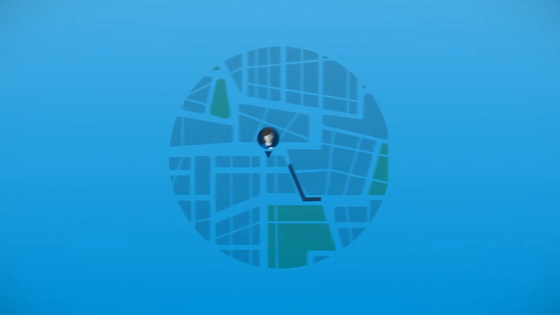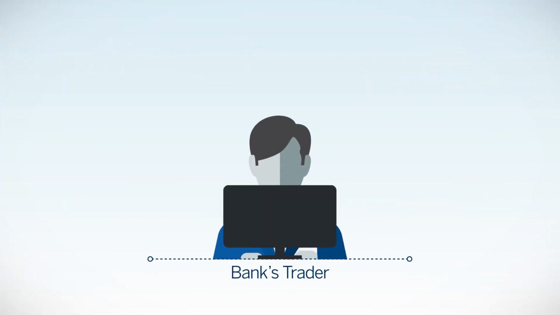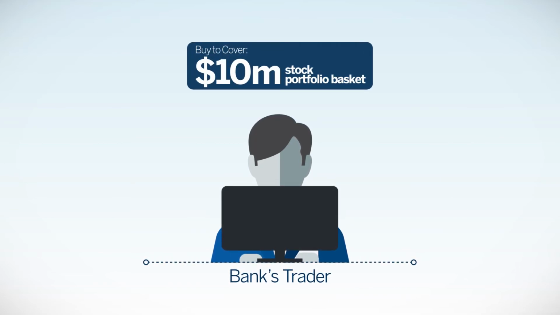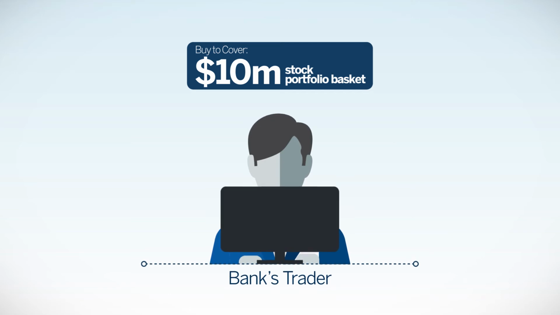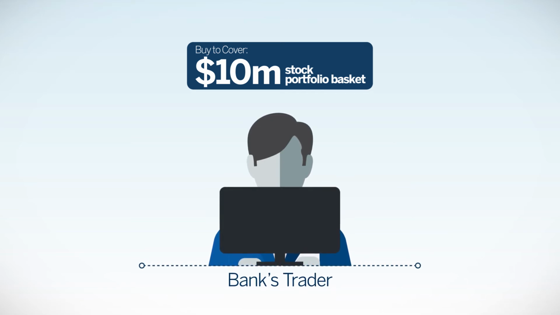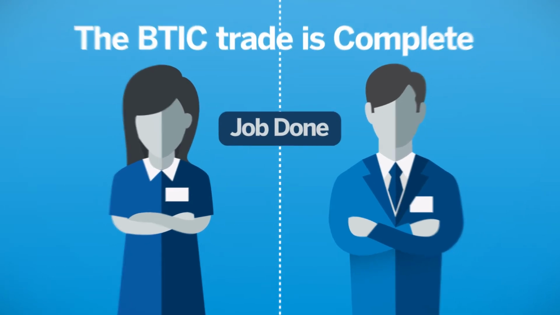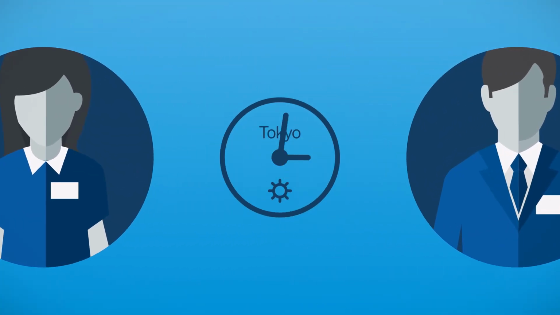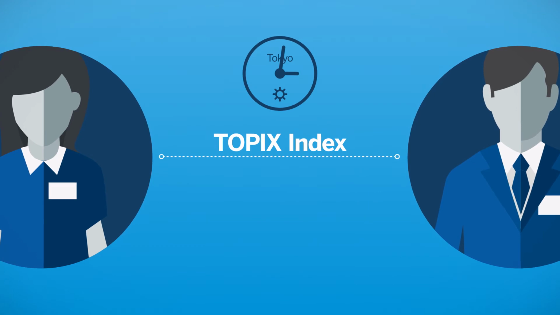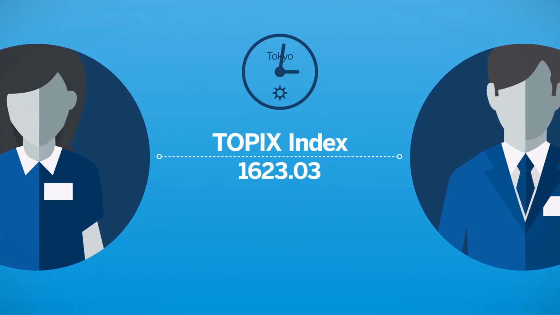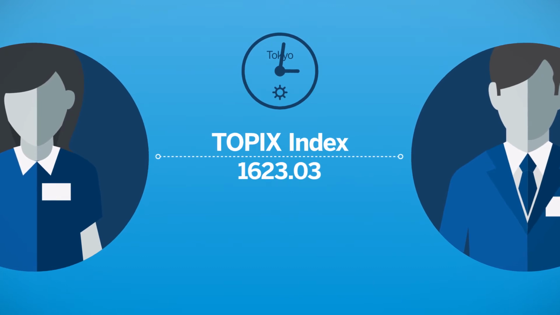The trade is executed. Having sold the futures, the equity finance desk then enters a portfolio to trade a $10 million index replicating stock basket at the closing market price to reduce his short stock position as planned. The BTIC trade is complete. Shortly after 3 p.m. Tokyo time, the official Topix index close of 1623.03 is published. The trade is now settled.